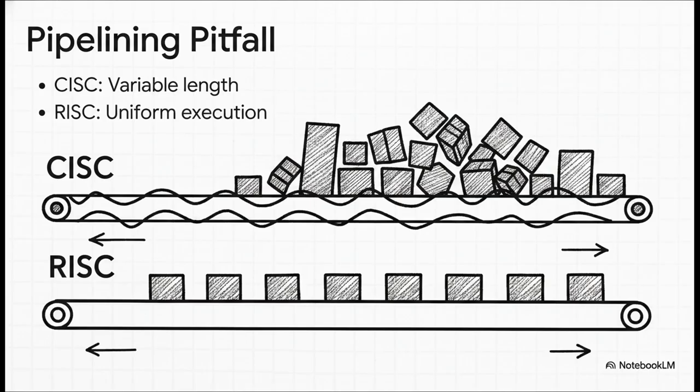RISC, however, has fixed size instructions that take a uniform amount of time to execute. Again, one clock cycle. This predictable, steady throughput makes RISC absolutely perfect for pipelining. Do not forget that difference. It's a classic trick question.